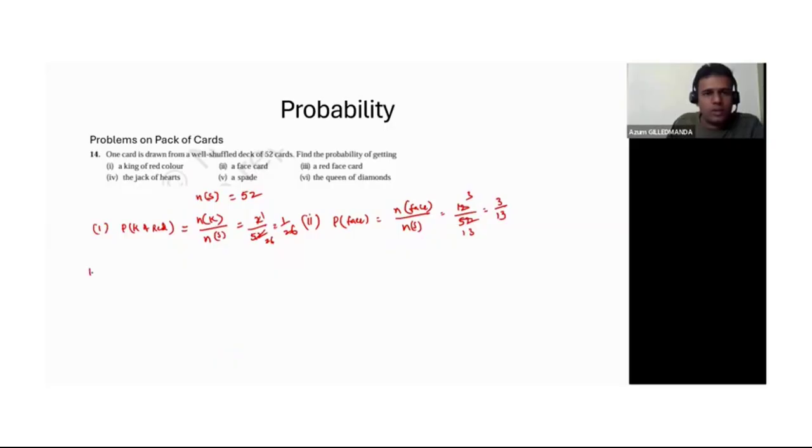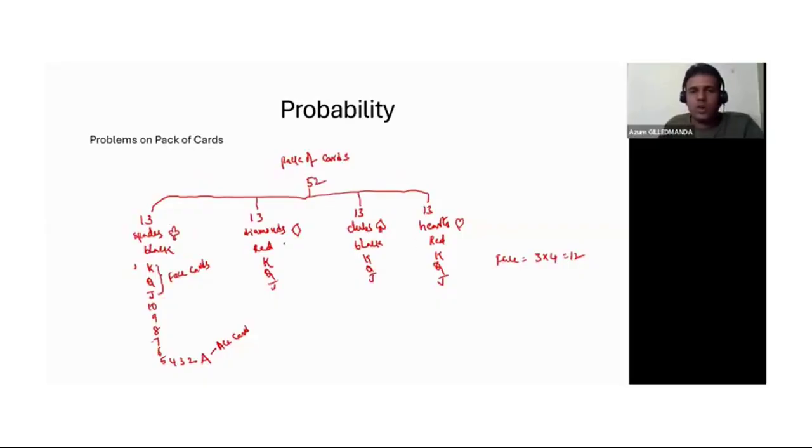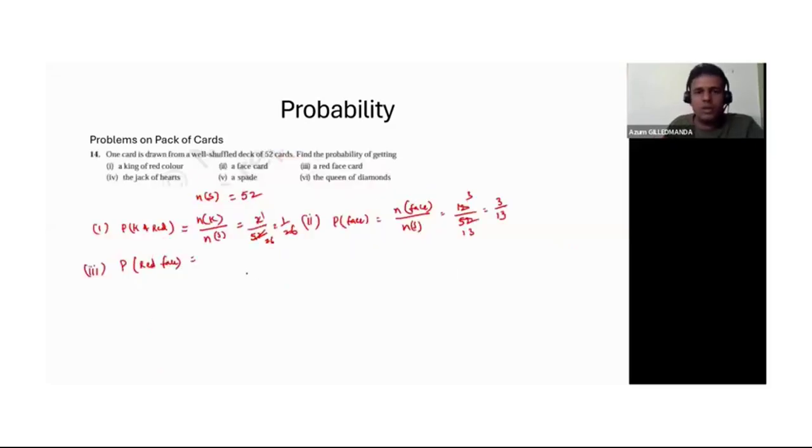Now similarly, third one. What is the third one? Getting a red face card. Probability of a red face card. So let's go back again. How many red cards are there? Two sets. Out of two sets, how many face cards are there? Six, right? Three in diamonds and three in hearts. So it is 6 by 52.